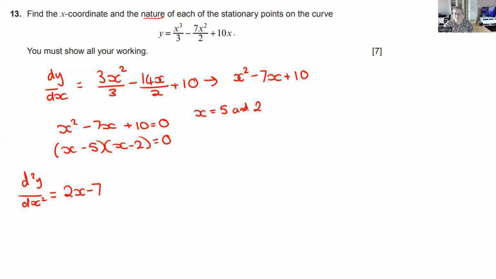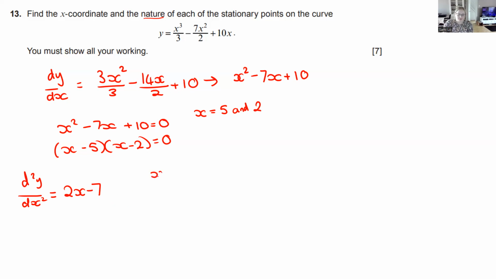If we have it larger than 0, it becomes a minimum point. If we have it less than 0, it becomes the maximum point. So it's kind of the opposite of what you think it's going to be. So let's put them in.